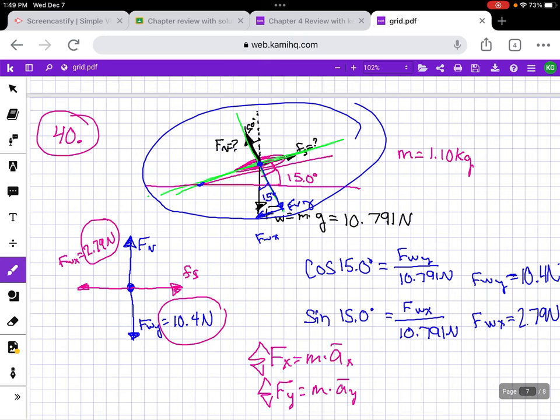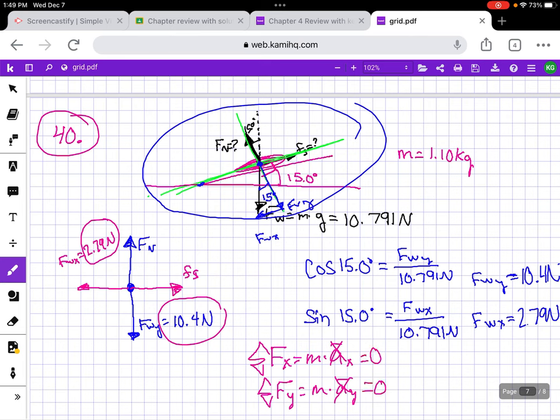Even though we know the mass of the lizard is irrelevant, we know that the acceleration for both of these is 0. Because it is not moving, there is no acceleration. So we're going to set this equal to 0, and we're going to set this equal to 0.